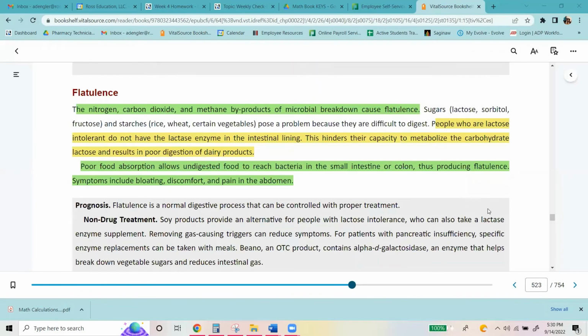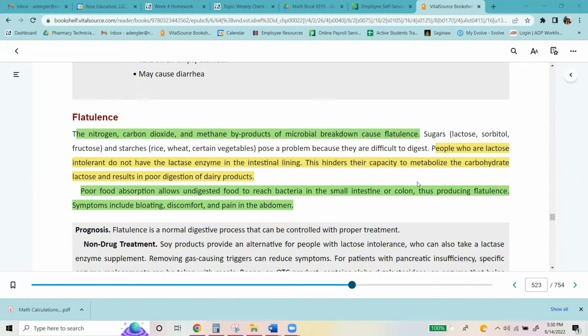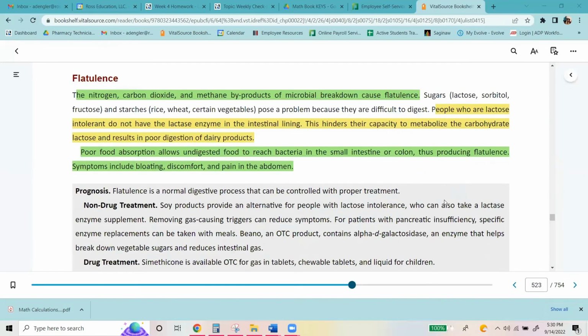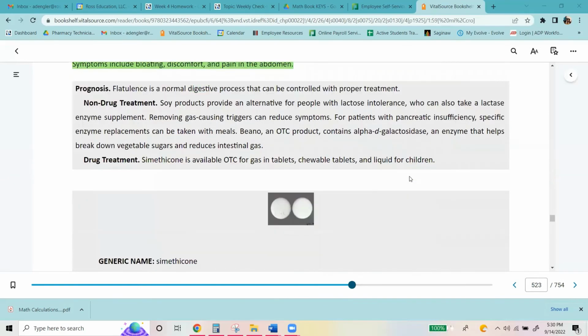The nitrogen, carbon dioxide, and methane byproducts of microbial breakdown cause flatulence. People who are lactose intolerant do not have the lactase enzyme in the intestinal lining. This hinders their capacity to metabolize the carbohydrate lactose and results in poor digestion of dairy products. Poor food absorption allows undigested food to reach bacteria in the small intestine or colon, thus producing flatulence. Symptoms include bloating, discomfort, and pain in the abdomen.